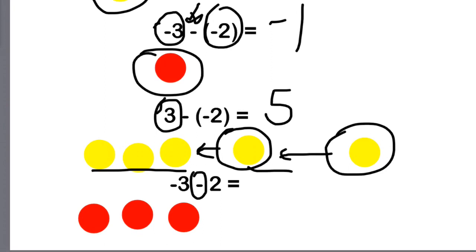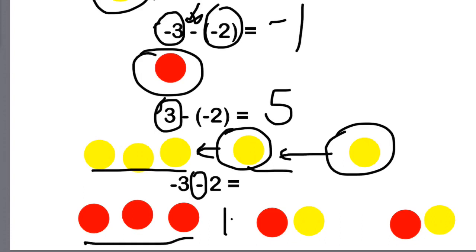Again, I have a problem. I only have negatives. How can I take away 2 positives if I don't have any positives? I have to put out 2 positives. That means I have to put out 2 positives with a 0 pair. This does not change what I started with. I still have negative 3 plus 0 plus 0, which is negative 3. But now that I have these 0 pairs, I have positive numbers that I can take away.